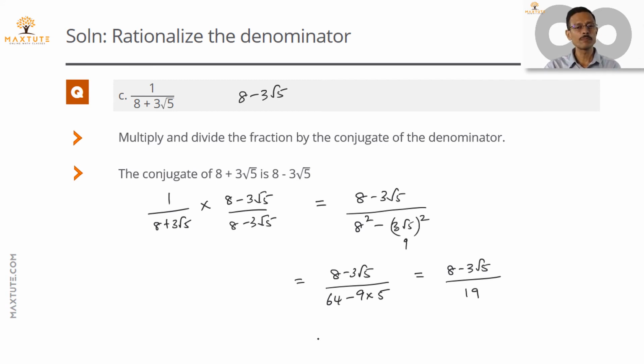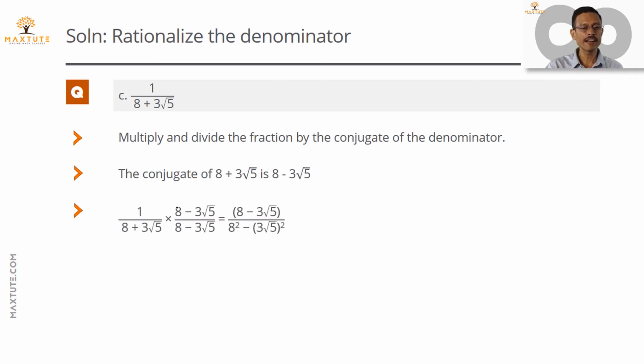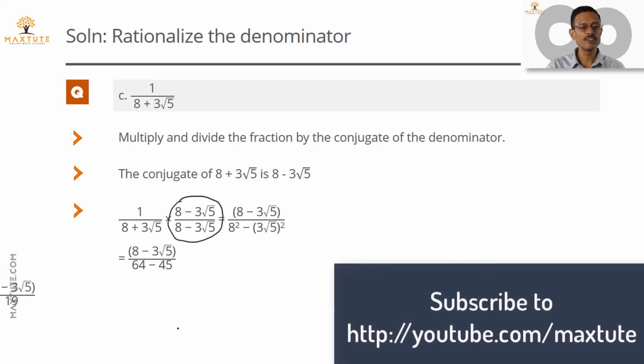Quickly recap this in a printed form. You multiply and divide it by the conjugate of the denominator, which is 8 minus 3 root 5. The numerator therefore becomes 8 minus 3 root 5, divided by the denominator, which is a square minus b square. A is 8, so 8 square, minus b, which is an interesting term, 3 root 5 square. The denominator is 8 square, 64, minus 3 root 5 square. 3 square is 9, root 5 square is 5. 9 into 5 is equal to 45. The final answer is 8 minus 3 root 5 divided by 19.